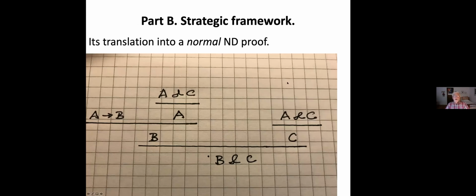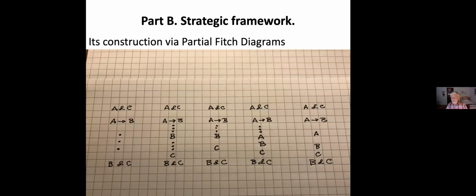The translation into a normal natural reduction proof is given here. And the next step I'm going to skip. It indicates how in the real interface where we are using partial Fitch diagrams to represent proofs, the construction would actually carry it out.